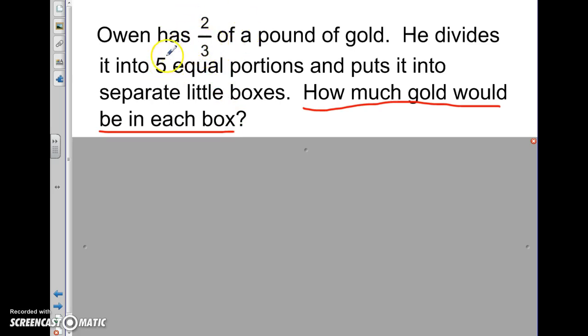So, this is important information, how much gold he has to start off with. He has a total of 2/3 pounds of gold, and we know that he wants to divide it into 5 equal parts, so that's a pretty good indicator of what kind of operation we're going to use here. We're going to take this number and we're going to divide it by 5.